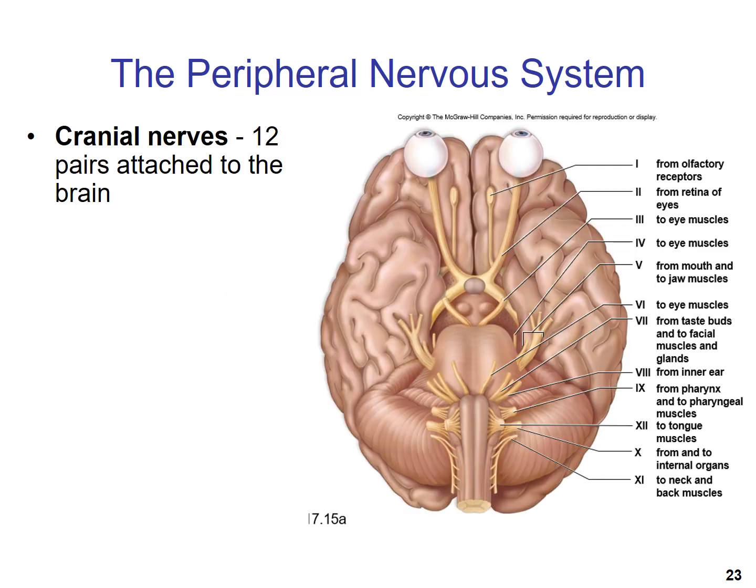Okay, so another part of the peripheral nervous system, even though these nerves have a direct connection to the brain, they're still considered to be part of the peripheral nervous system.